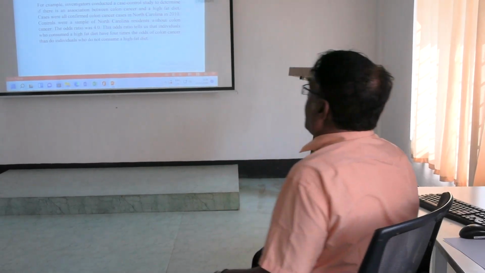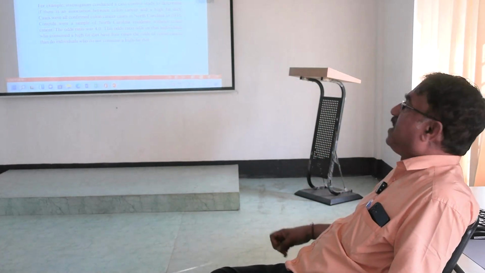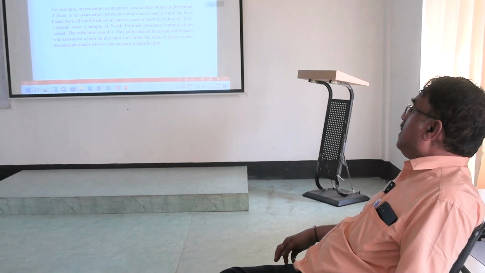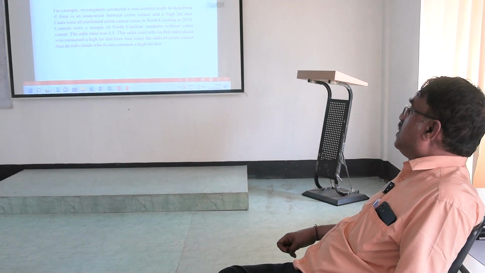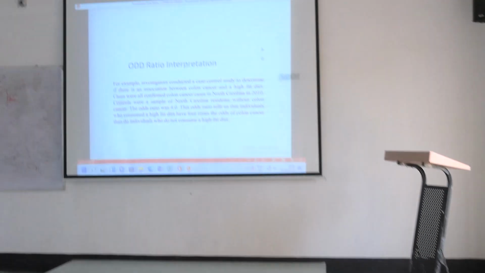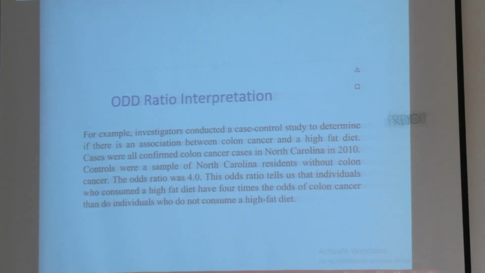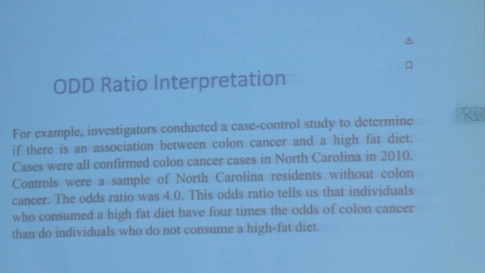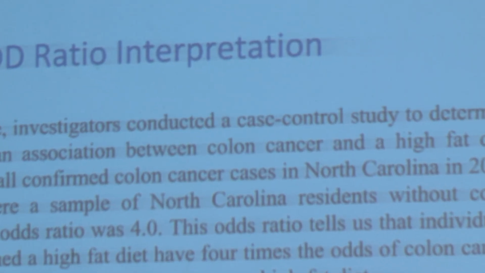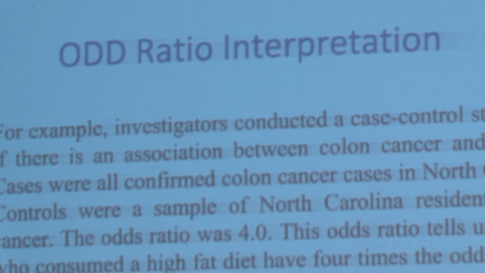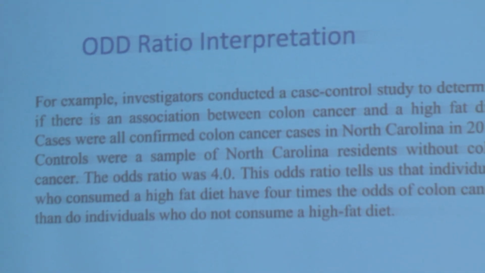Another study was done in the USA. The odds ratio is 4. This means that people who have a high fat diet have 4 times the odds of colon cancer than people who do not have a high fat diet. The higher the odds ratio, the greater the association. But the odds ratio need not always be on the higher side. It can be less than 1, it can be 0. 0 means there is no association. When does it become negative?